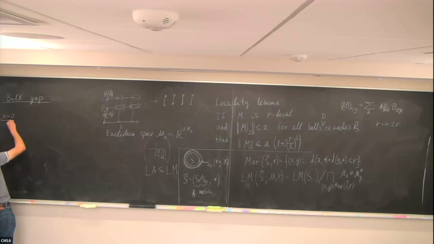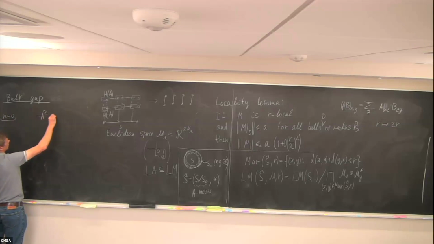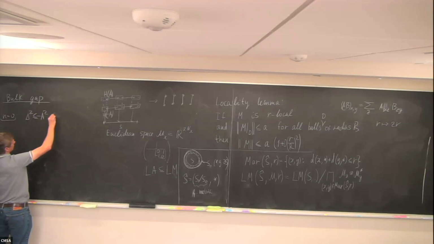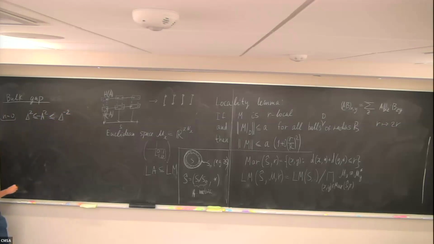So dimension 0, the definition is more or less straightforward. It's A minus A squared is bounded by delta squared. And we can put another inequality for convenience, delta to the minus 2.